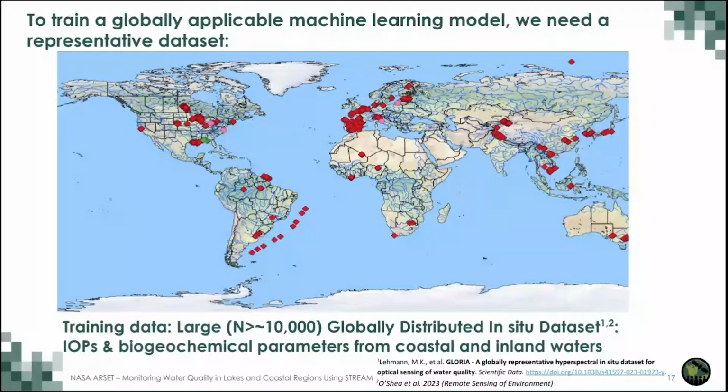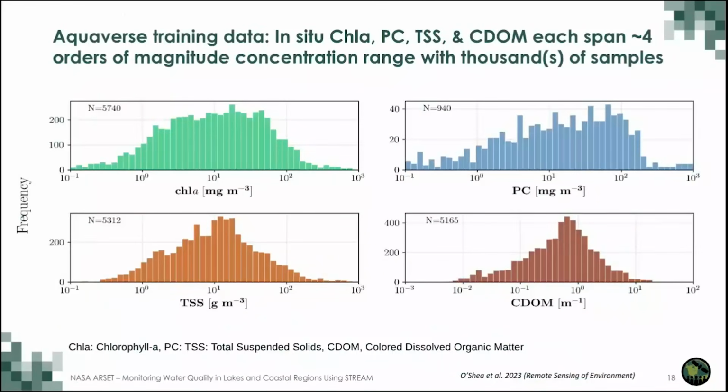These include those biogeochemical parameters I was talking about before, as well as inherent optical properties from inland and coastal waters. As you can see from the map, about 80% of this data set comes from North America as well as Europe, and 20% from the rest of the world. Shown here, we have histograms for chlorophyll A, PC, TSS, and CDOM from that globally distributed in situ data set. And these histograms show the wide range of different optical conditions we have represented in the data.